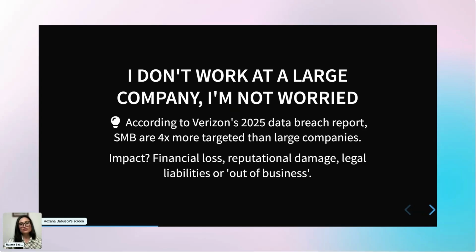According to Verizon's 2025 data breach report, small and medium businesses are 4 times more targeted than large companies. That's because they may have weaker security measures in place compared to large organizations. Therefore, a company with just a handful of employees can suffer an outsized damage, including financial loss, legal liabilities, or even going out of business. Considering everything we covered so far, where does a developer even start to prevent API 10, unsafe consumption of APIs?